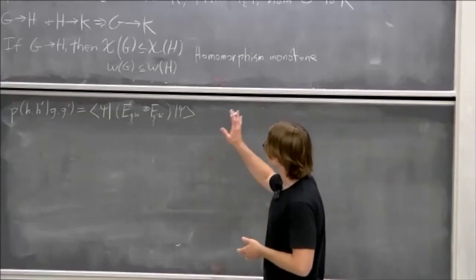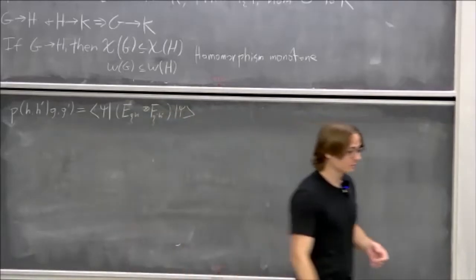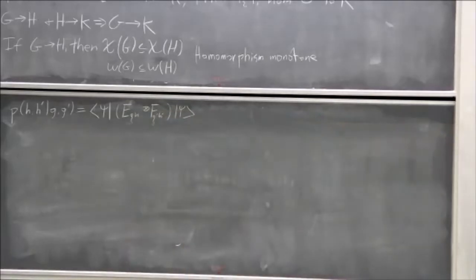Right. Okay. So this is the probability that they answer with H and H prime, assuming that they were given G and G prime. Since I still have about 30 minutes, I will just briefly say, so this was quantum tensor strategies, right?